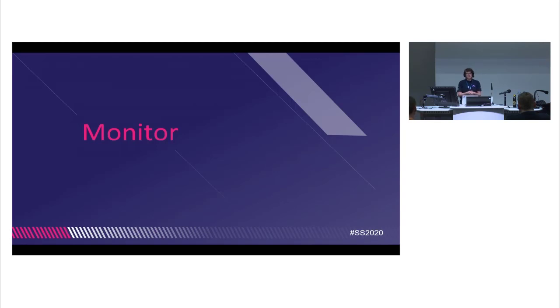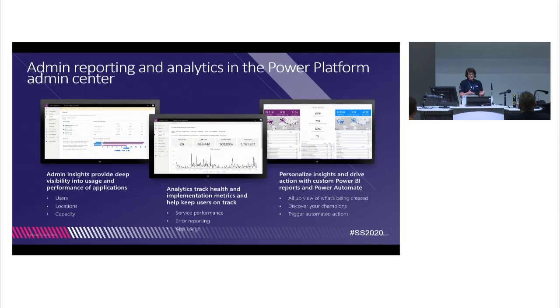You then move on to monitor, where you monitor what's going on in the platform. There's the out-of-the-box analytics that come with the Power Platform Admin Center. You can monitor based on usage, based on location, based on capacity. You get error reporting there, you get service performance there, and you can also build your own reports on top of that using management connectors, which I'll talk about in a second.